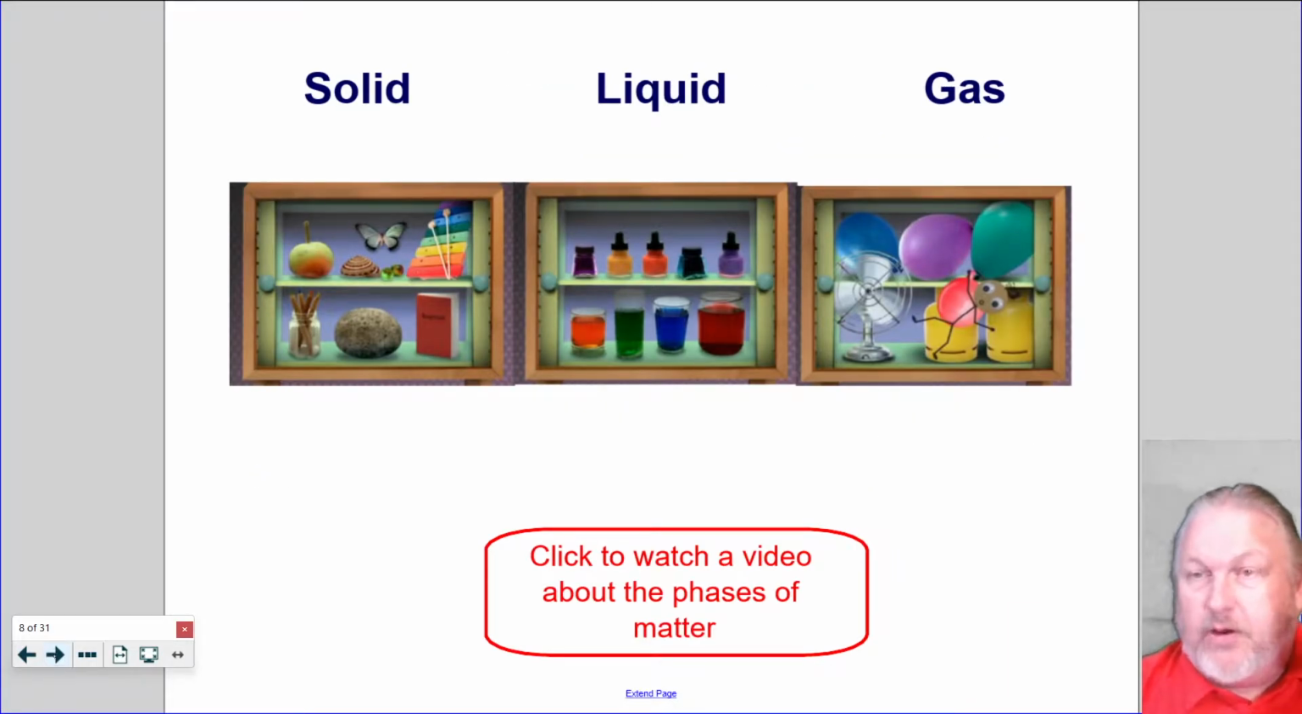Now, we're going to watch a video about the phases of matter. So hopefully this will work. And I'm going to pause. And here we go.